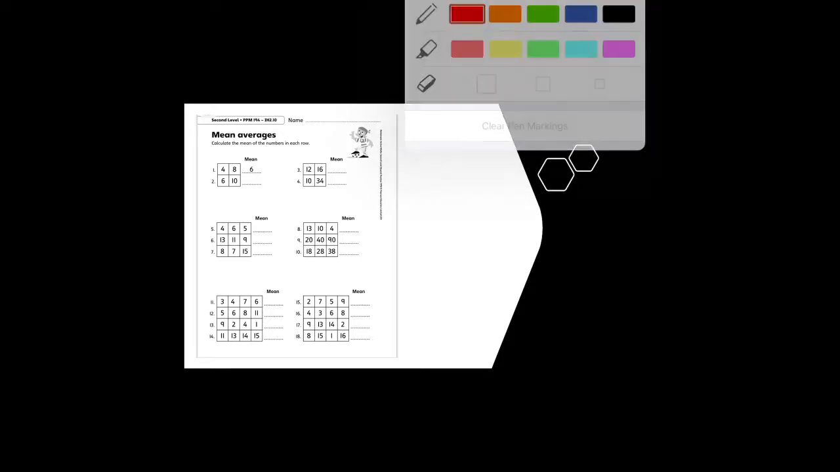So let's look at your example today then, boys and girls. Here it asks you to calculate the mean of the numbers in each row. So if we think back to how we calculate the average, what we have to do is use some addition skills first of all, and then we also have to use some division skills. So for the first one here, the numbers are 4 and 8. So we have to add those 2 numbers together, 4 and 8.